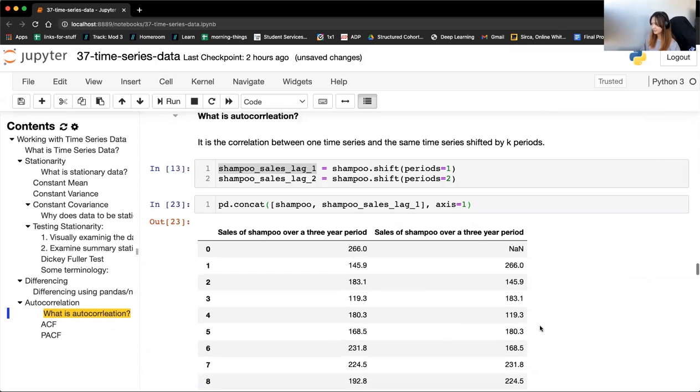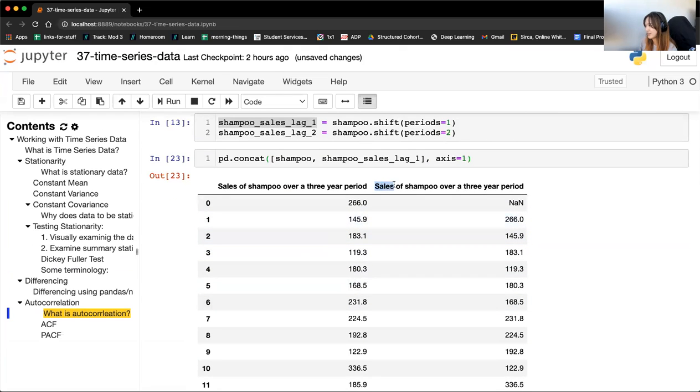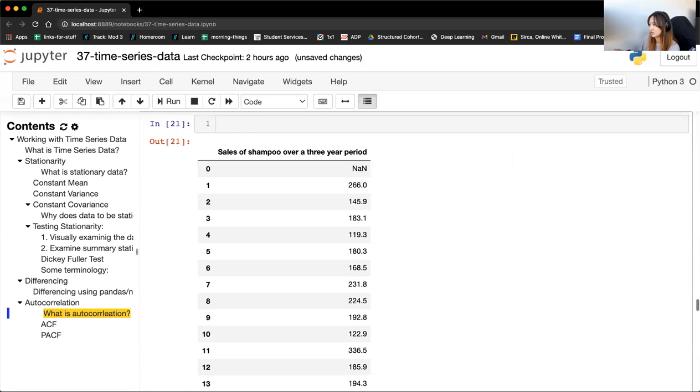There we go. So basically we take the original shampoo sales, and take shampoo sales shifted by 1 time block, and basically these two are correlated with each other, and that would be autocorrelation. As long as you have a fairly high correlation between these, it can be your lag 1, and here I have the lag of 2.